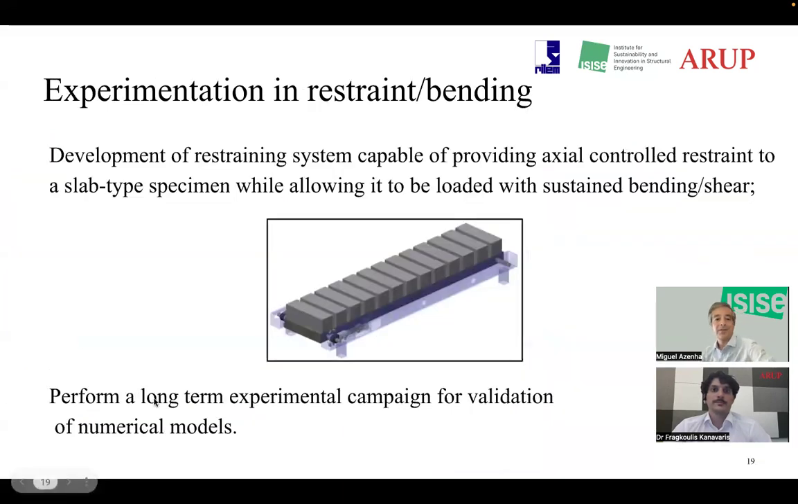Yes, and that was precisely the purpose of a set of research that was carried out a few years ago at the University of Minho, which to our best knowledge so far has been the single experiment to combine at the same time the effect of restraint deformation together with perpendicularly applied loads that create bending in the specimen. So this is what we did.